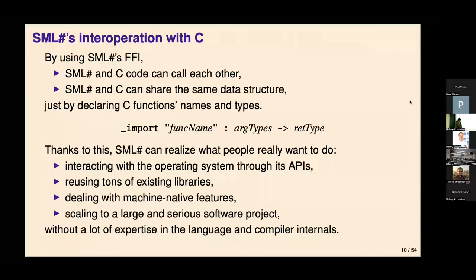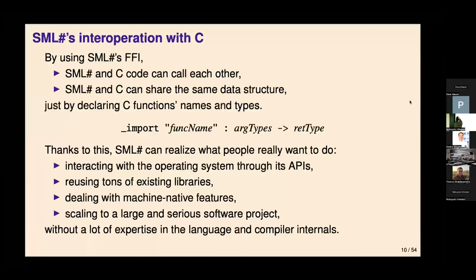So, let me introduce the interoperability of SML Sharp. By using SML Sharp for function interface, SML Sharp can call a C function, and C functions can call back SML Sharp functions. And not only call and callback, SML Sharp and C code can share the same data structure because they are maintaining the same data representation.